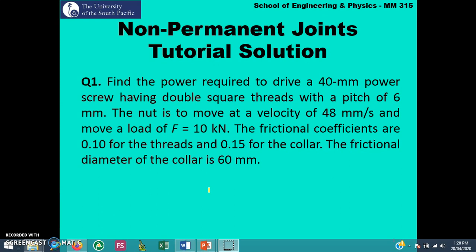of 10 kilonewton. The frictional coefficients are 0.1 for the thread and 0.15 for the collar, and the frictional diameter of the collar is given as 60 mm.